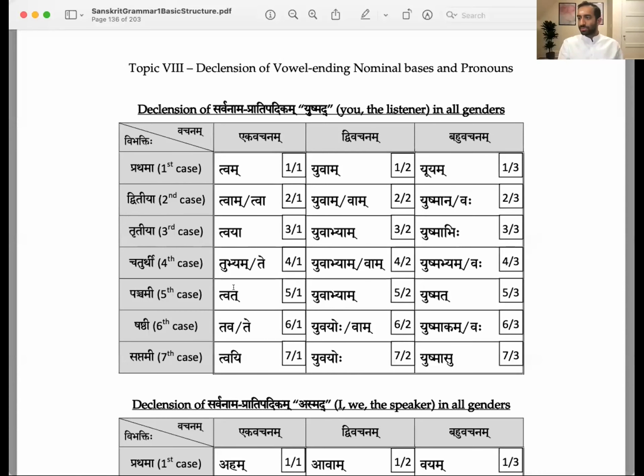Sure, absolutely. Because you sent me the email, I pulled up some things I can show everyone to catch everyone up on what you're talking about. So I'm just going to mute you for a moment, and I'll show them what we're talking about here. So what Hariprasad is talking about is this shabda, yushmad shabda. So here's the chart for yushmad.